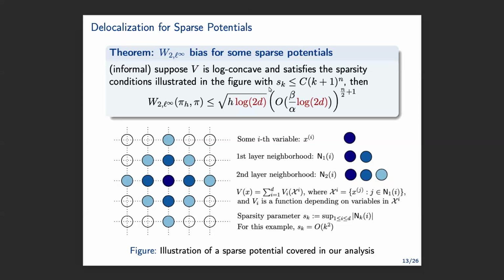For this example, we know the interaction is local because it is defined by the lattice. And the locality increases only polynomially, as k squared. For such a case, we can get the logarithmic in d bound with some power, which depends on the growth of the neighborhood size. So this means once you have a sparse or local potential, the global effect is limited. You only get a small amount of local effect, and for one particle or a small number of particles, the accuracy is dimension free.